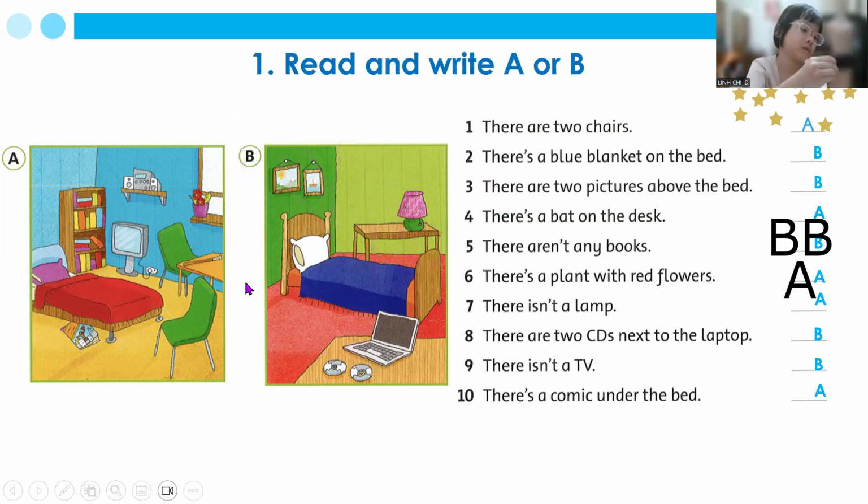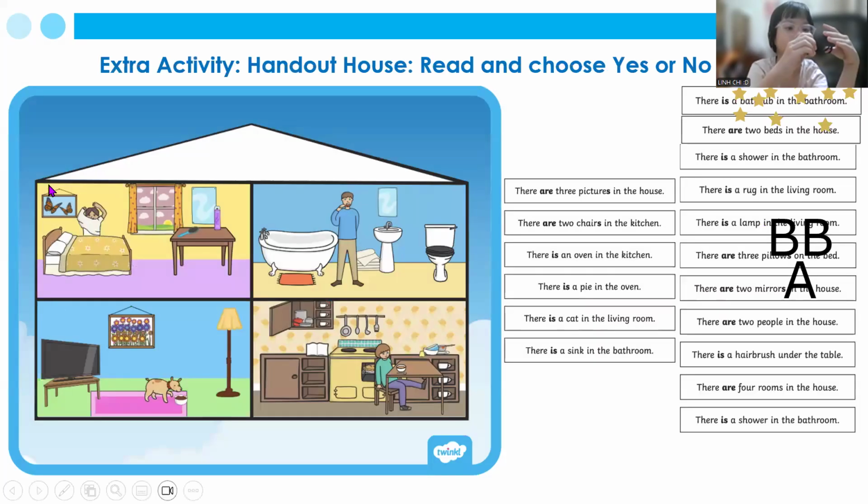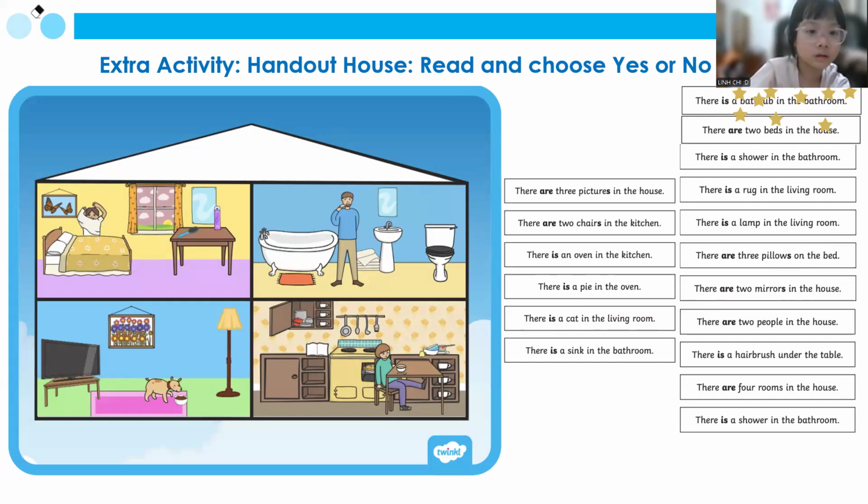All right, Mary. Now look at this one. Wow. What rooms can you see in the picture? I can see the living room, kitchen, bathroom, and bedroom. That's right. So in here, I want you to read and choose yes or no. Okay. Now look, there are three pictures in the house.